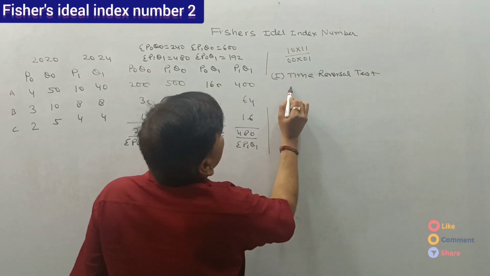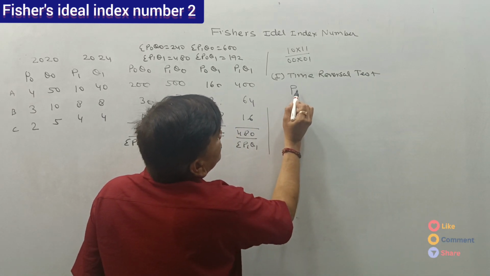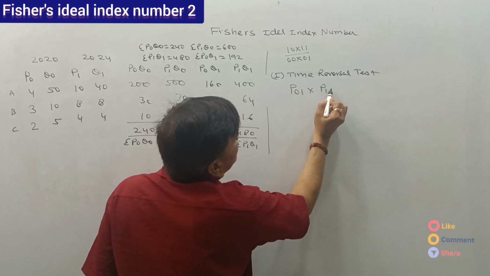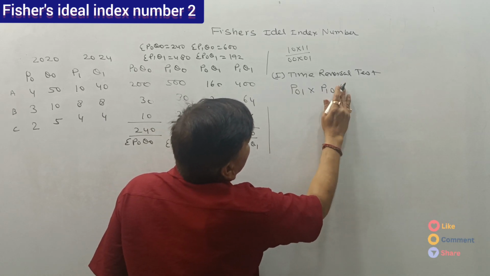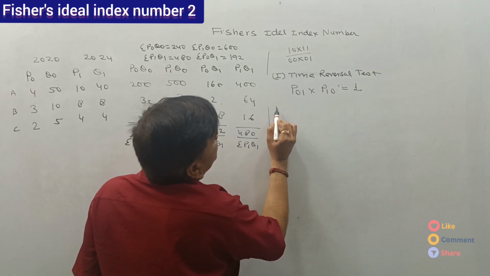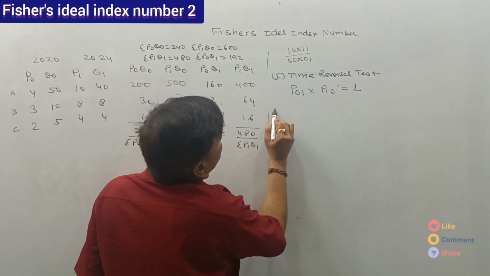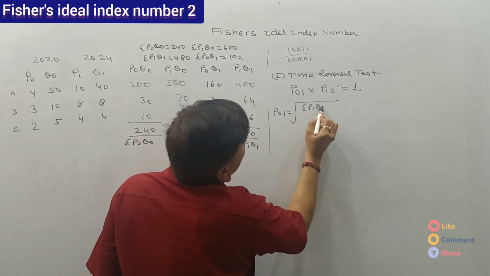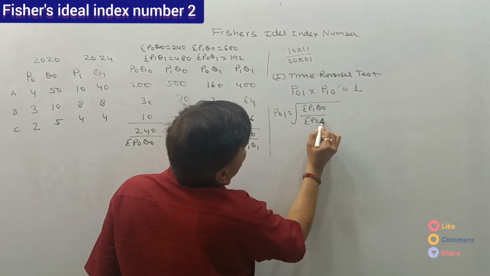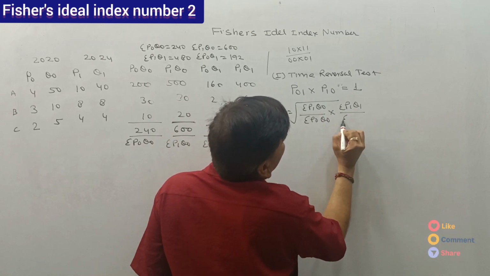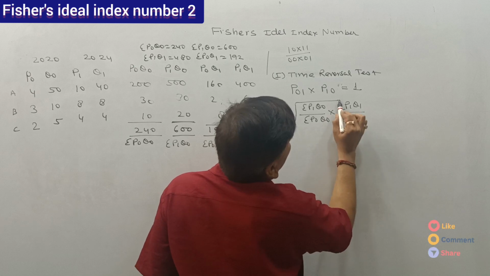Time reversal test. The index number of the current year on the basis of the base year, and the index number of the base year on the basis of the current year, when multiplied, should be 1. So P01, which we have already written, is sigma P1 Q0 divided by sigma P0 Q0, multiplied by sigma P1 Q1 divided by sigma P0 Q1.